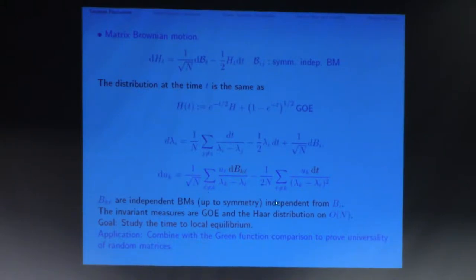Everything we are trying to do is really just to study these two dynamics and to study the time to local equilibrium. You don't want to study the time to global equilibrium, because the time to global equilibrium is very easy and not very useful. It typically takes a long time to reach it. So you want to study the time to local equilibrium. If you understand this time to local equilibrium well, and combine it with the Green function comparison method, you can prove the universality of random matrices in many cases. So this is the general strategy.